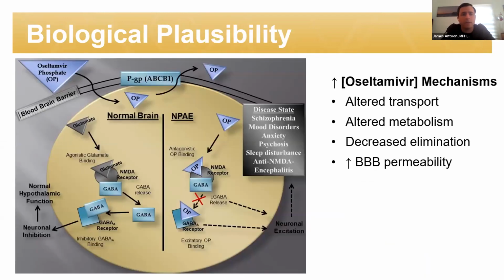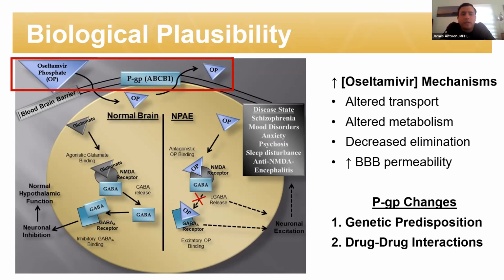And so the biological plausibility surrounding this is that oseltamivir passively diffuses into the brain and then gets rapidly exported out by P-glycoprotein. But in certain patients, the oseltamivir and its metabolites accumulate in the brain, bind to the NMDA receptor, which causes this cascade resulting in neuronal excitation, which is known to cause neuropsychiatric events in certain disease states, as well as adverse events in certain medications like ketamine. And so what we theorize is that potentially changes in P-glycoprotein might facilitate this increased oseltamivir in the brain in a specific pediatric population. And there's two ways this could be done. One is just genetic changes in P-glycoprotein, which we know can occur, but also certain drugs have drug-drug interactions involving P-glycoprotein. And that's where this project goes.